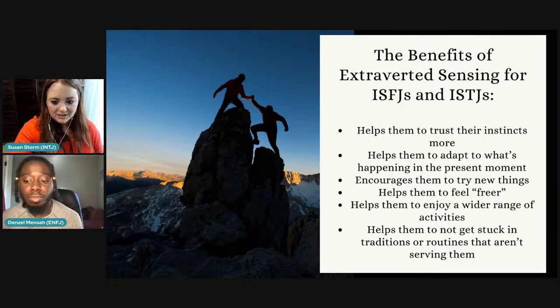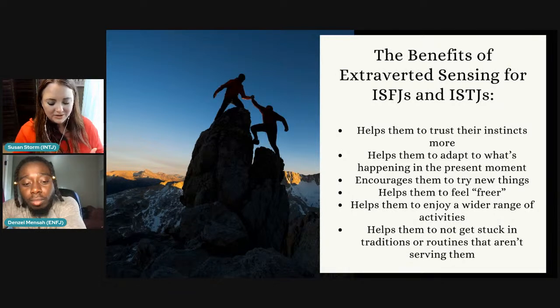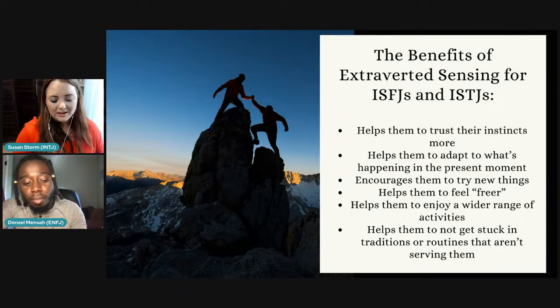So ISFJs and ISTJs have dominant introverted sensing. This function pays attention to details and memories and lessons from the past and integrates those into the present so that there's more stability, more of a sense of routine, and more of a sense of predictability. And so introverted sensing types often have special routines. They often have special traditions that give them a sense that they're grounded in reality, that life is calm and manageable. So extroverted sensing, which is more about flying by the seat of your pants, can feel very oppositional to them. It can feel like a threat to their stability. So integrating it can be difficult.